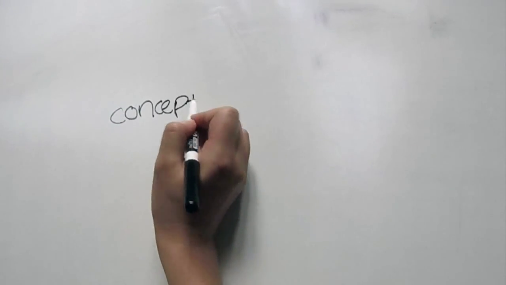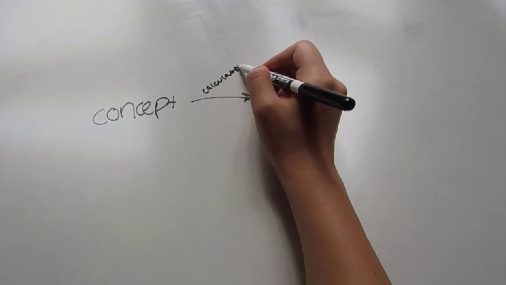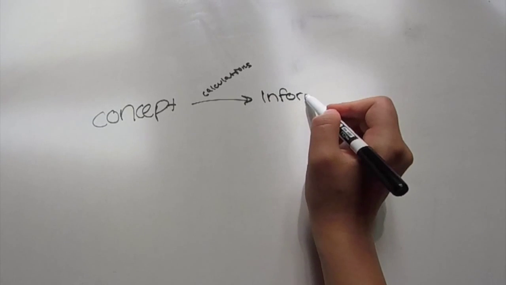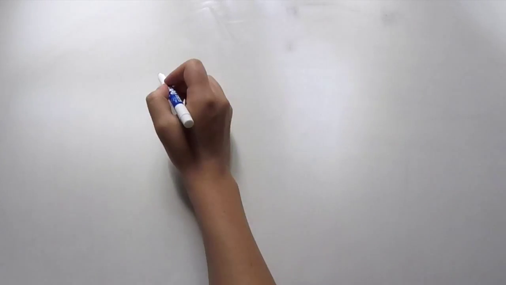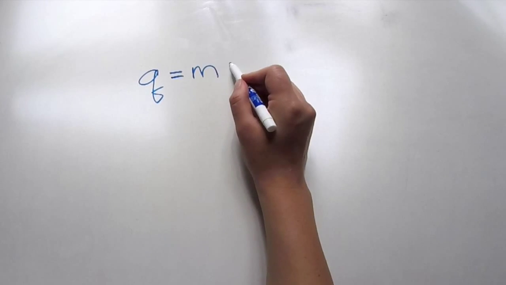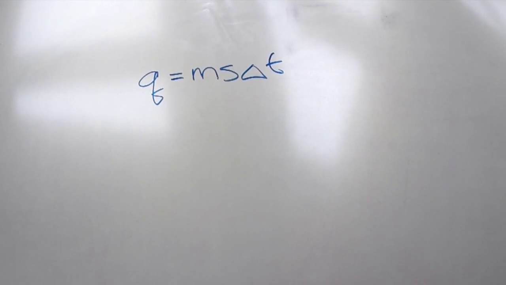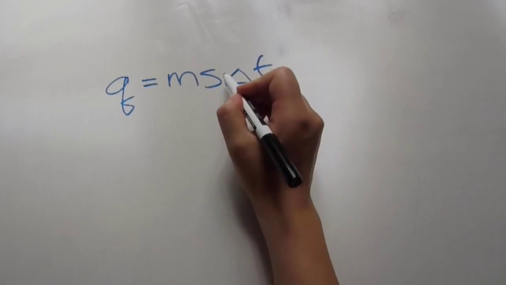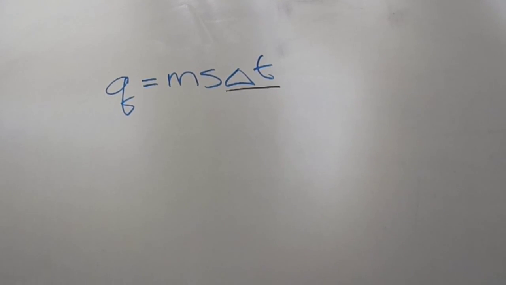As with a lot of concepts in science, we can use calculations to get some form of information out of them. Now, the most common formula we use for this topic is Q equals m s delta T. Now, what does that even mean? That's just a bunch of random letters and symbols. But really, it's quite simple if we just break it down. Now, let's first take a look at this funky-looking delta T at the end of the whole thing. This means temperature change over a given period of time.